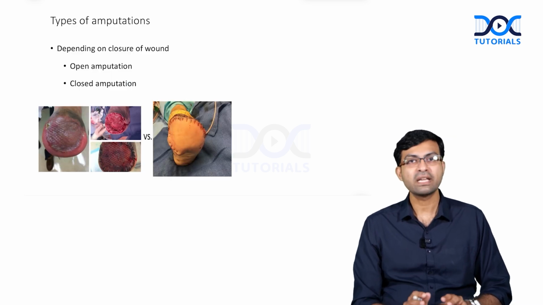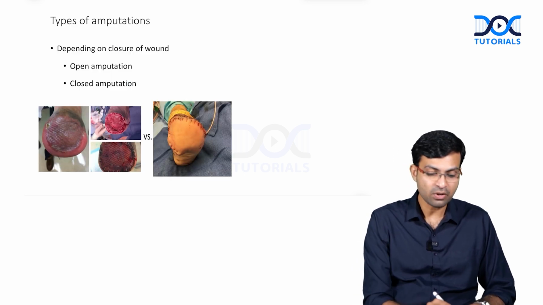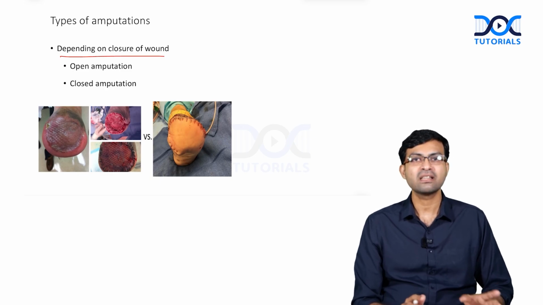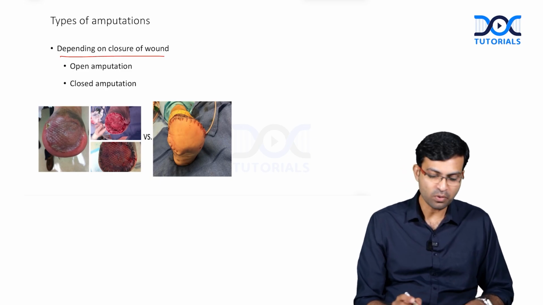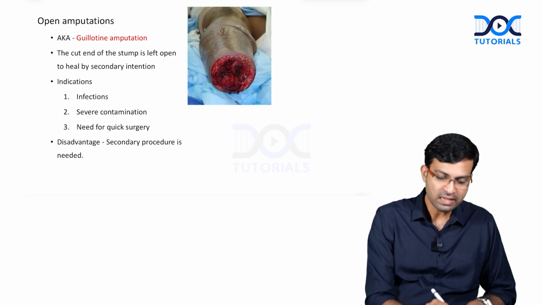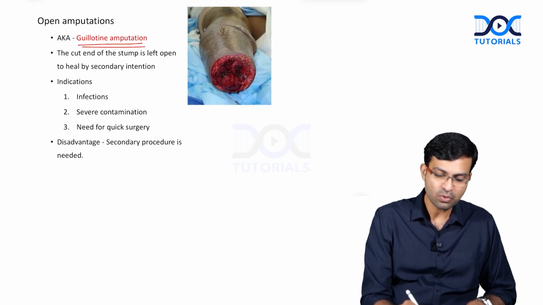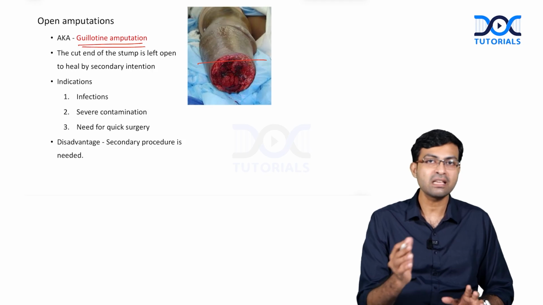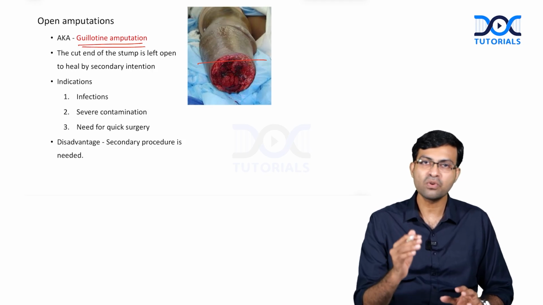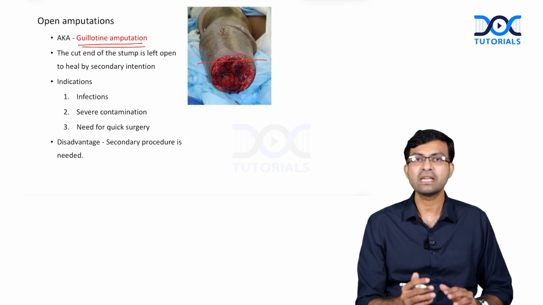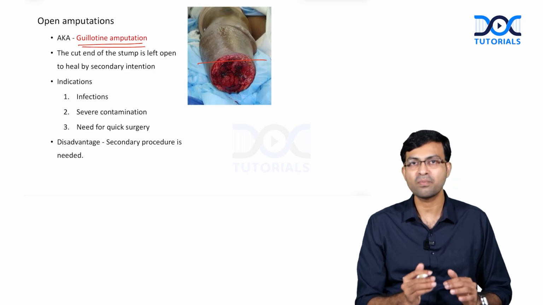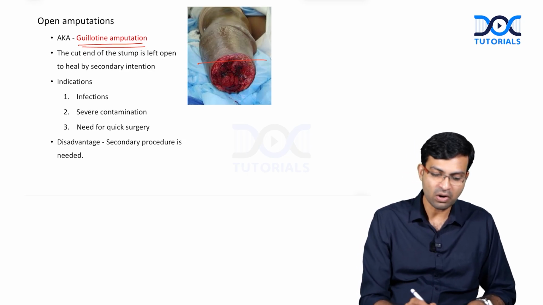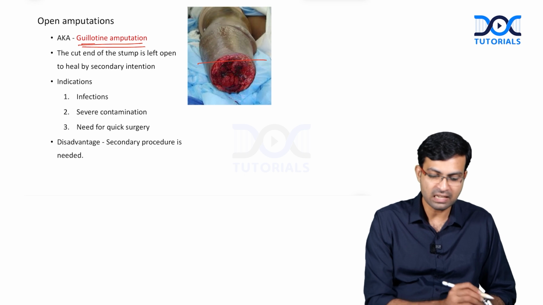Okay. Now let's look at the types of amputation based on the closure of the wound. Now there are two kinds. One is open amputation, the other is closed amputation. What is open amputation? It is also called guillotine amputation, where you are cutting the limb at a particular area and you are not creating any flap. So you are leaving the wound open and allowing it to heal by secondary intention, or you are planning to do a skin grafting to cover it later. So this is what we call an open amputation or a guillotine amputation.